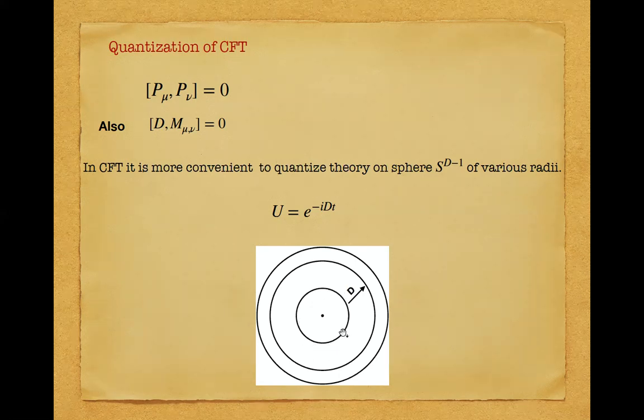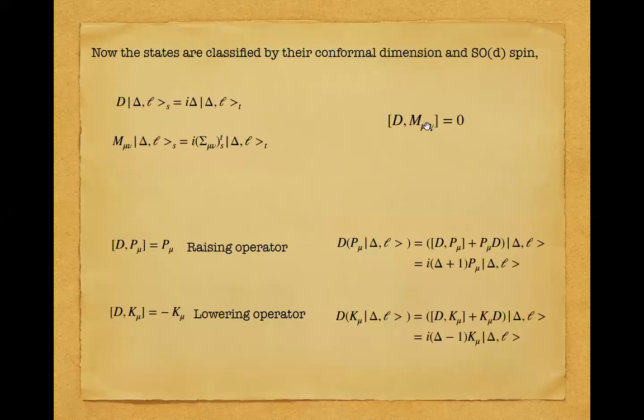Okay, so this is how we quantize our theory. Now, just like previously, all the momenta commute among themselves. So therefore, we characterize the states of the Hilbert space by energy and momentum. Here you can see that the dilatation operator commutes with the rotation operator, right? So therefore, the states on the Hilbert space will be labeled by two quantities.